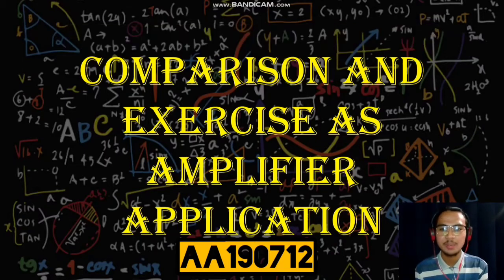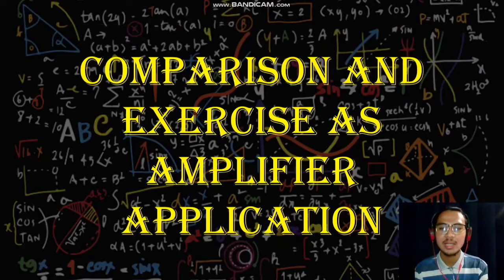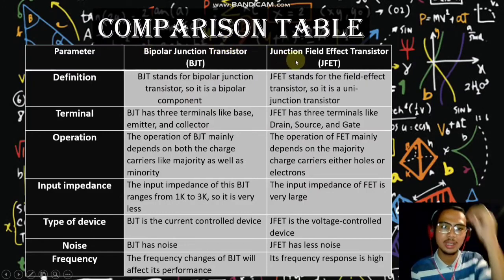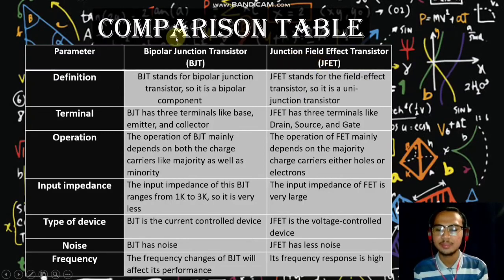Okay, this is my part and I want to present comparison and exercise as amplifier application. Okay, let's go. This is the first comparison table. We compare the bipolar junction transistor BJT with the junction field effect transistor JFET. First, the definition. BJT stands for bipolar junction transistor, so it is a bipolar component, while JFET stands for junction field effect transistor, so it is a unipolar transistor.